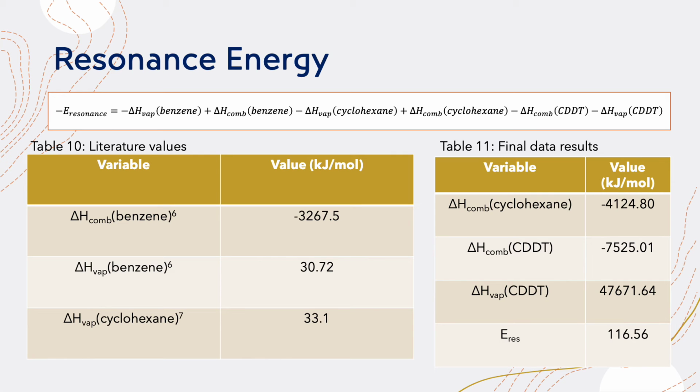I obtained the literature values for the enthalpy of combustion of benzene, enthalpy of vaporization of benzene, and the enthalpy of vaporization of cyclohexene from online. Then I took the average of the runs for cyclohexene and CDDT, plugged all the values into the equation I got from Hess's law breakdown, which I have right here, and got a resonance energy of 116.56 kilojoules per mole.